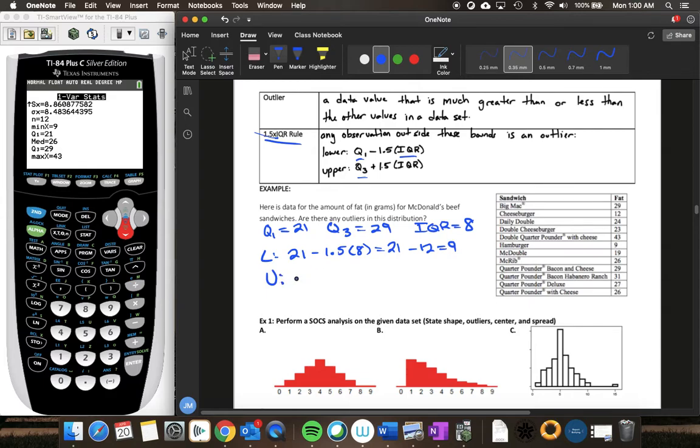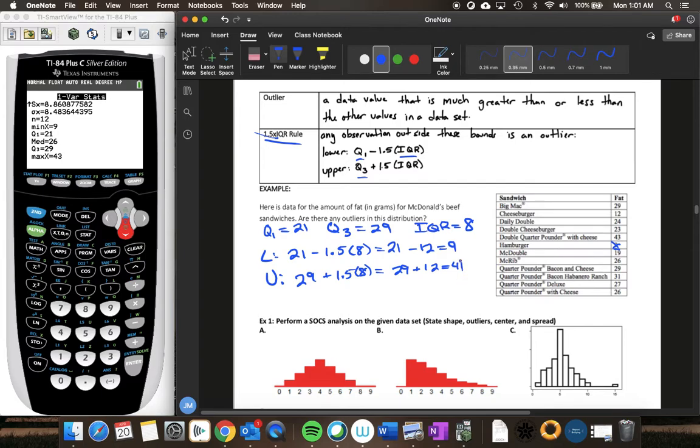For the upper, we're going to take our quartile 3, which is 29, plus 1.5 multiplied by 8. So that's going to become 29 plus 12, which is 41. So we can't have anything lower than 9, and we can't have anything more than 41. Looking at our values, most of them fit between 9 and 41. Even though hamburgers had 9, that's okay. We're good to go with that.